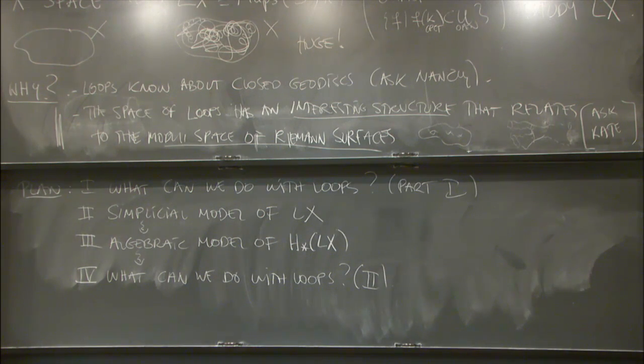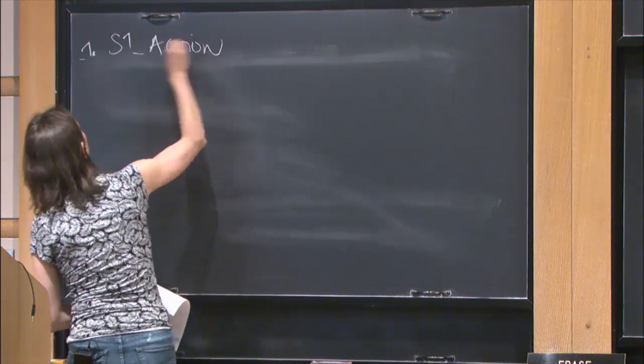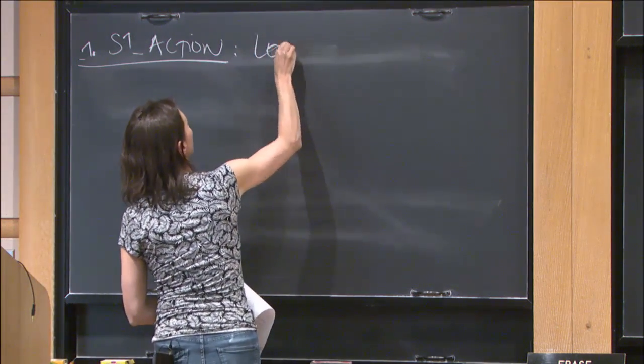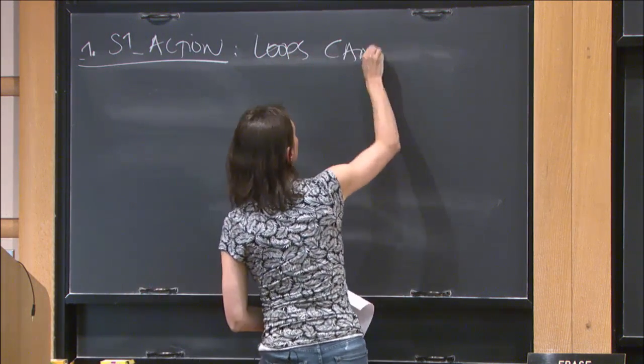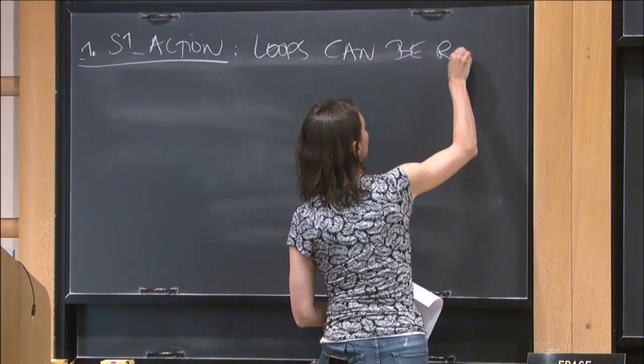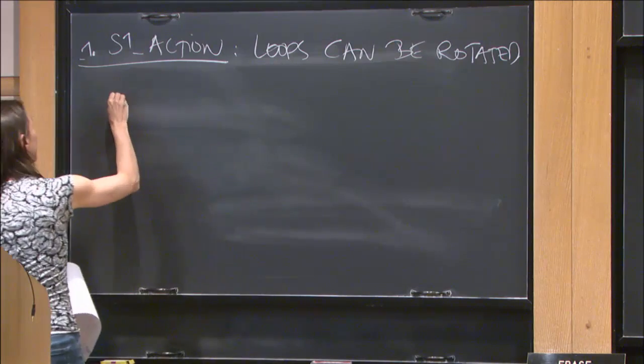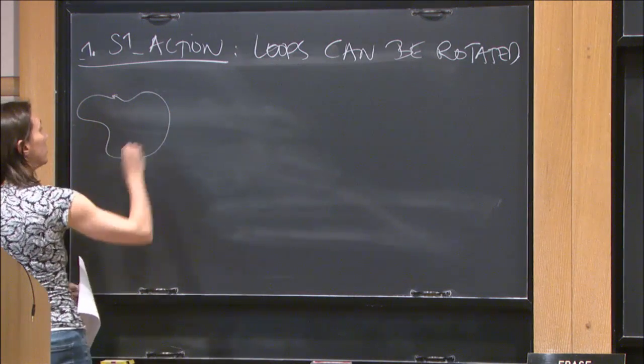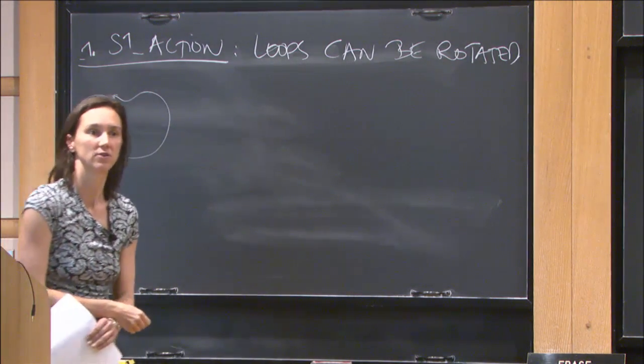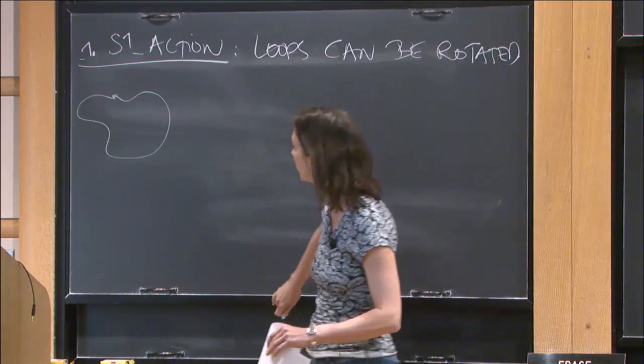So, what can we do? There's what we call an S1 action. Loops can be rotated. Okay, if I have a loop in my space, it starts somewhere, it ends somewhere.